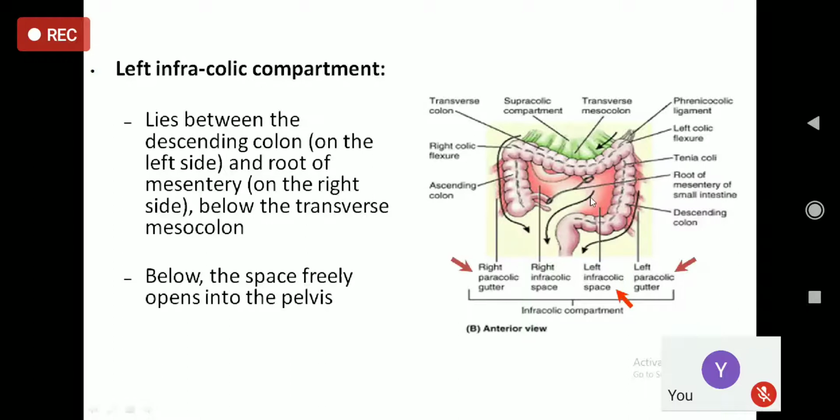The boundaries of the left infracolic compartment are the root of the mesentery, the transverse colon and transverse mesocolon, and the descending colon. Here we can easily appreciate the communication between the left infracolic compartment and the pelvic cavity. So if there is any infection in the pelvic cavity, it can easily spread to the left infracolic compartment.